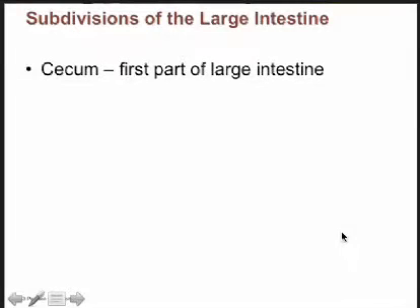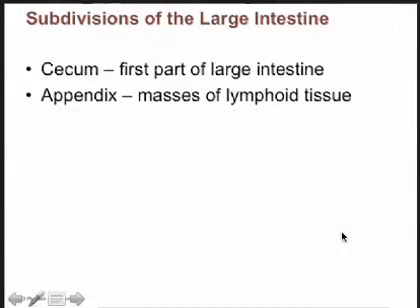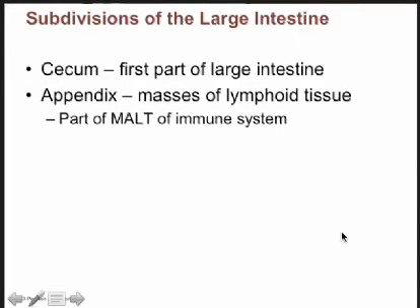So the cecum is the first part of the large intestine, and the appendix hangs inferior to it. It's a massive lymphoid tissue, and it's part of the MALT of the immune system. What does MALT stand for? Mucosa-associated lymphatic tissue. Again, we see here an excellent design on the part of the body. By stationing lymphoid tissue in an area where it's likely to run into pathogens, we help ensure the likelihood that we're not going to get sick.